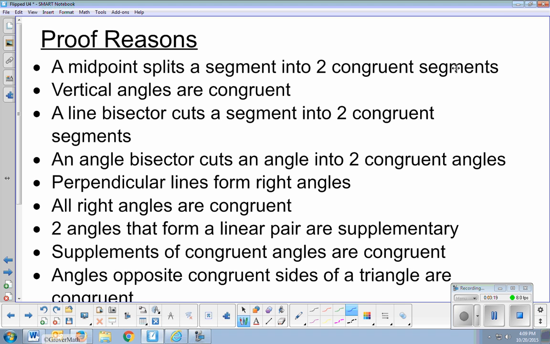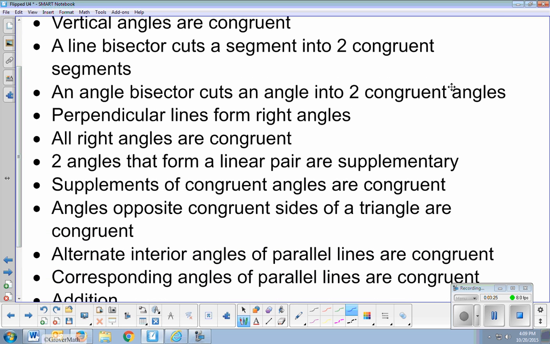Midpoint splits a segment into two congruent segments. Vertical angles are congruent. A line bisector cuts a segment into two congruent segments. An angle bisector cuts an angle into two congruent angles. Perpendicular lines form right angles. All right angles are congruent. These two go together. Two angles that form a linear pair are supplementary. Supplements of congruent angles are congruent. These two go together. Angles opposite congruent sides of a triangle are congruent. That's from your isosceles. Whenever we're given an isosceles triangle, that comes up.